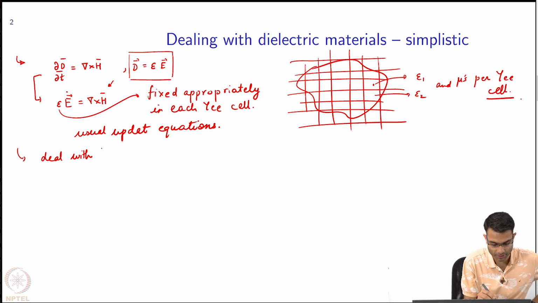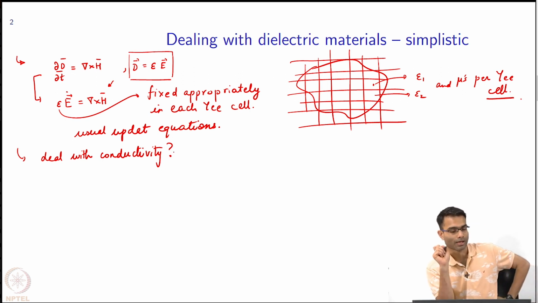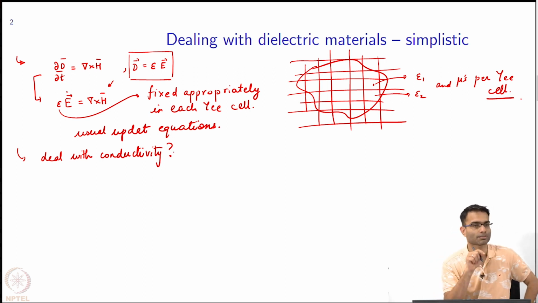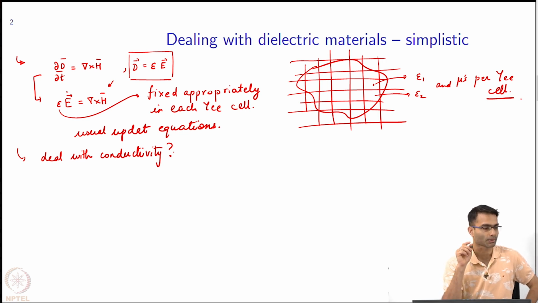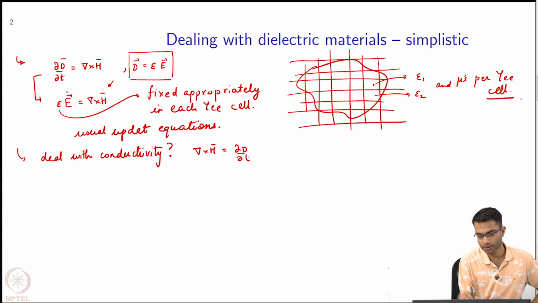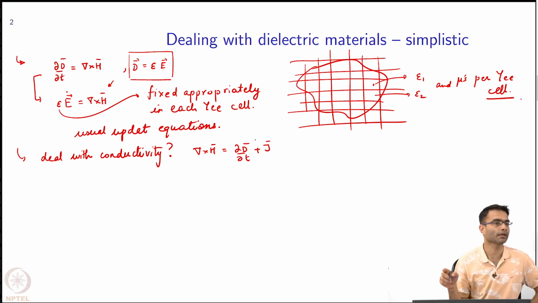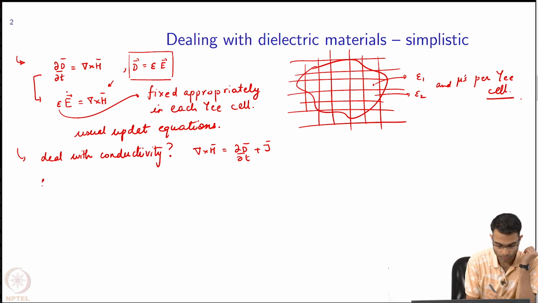Let me just write this. So, deal with conductivity. First of all, there is a j term. In this Maxwell's equation, is it complete or is there something missing in it? The j term is missing. So, what actually is there is that curl of H is equal to dD by dt plus j, and j I can replace by, and that is what law? Ohm's law.